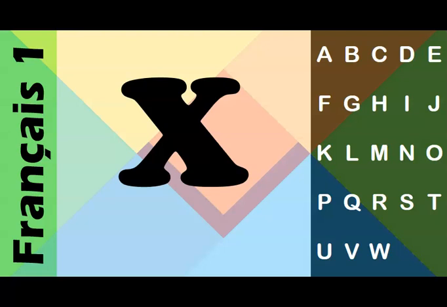The letter X in French is the letter X. A, B, C, D, E, F, G, H, I, J, K, L, M, N, O, P, Q, R, S, T, U, V, W, X. Now you say it with me. 1, 2, 3. A, B, C, D, E, F, G, H, I, J, K, L, M, N, O, P, Q, R, S, T, U, V, W, X.